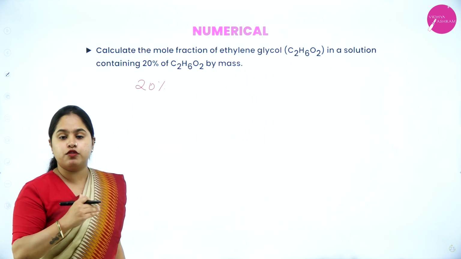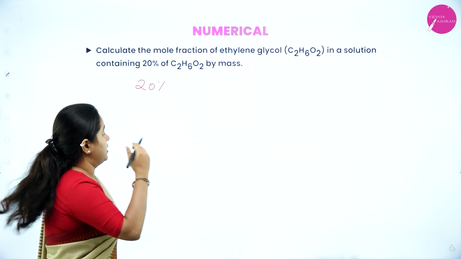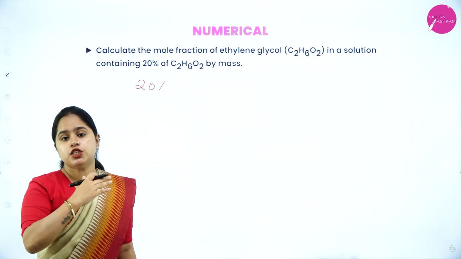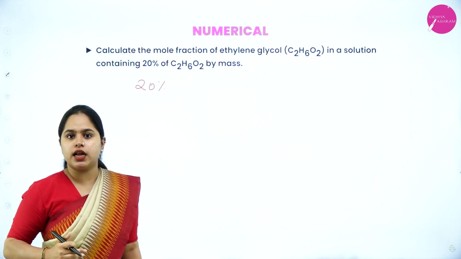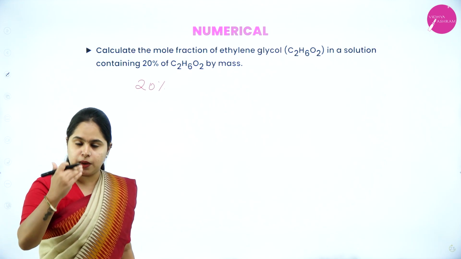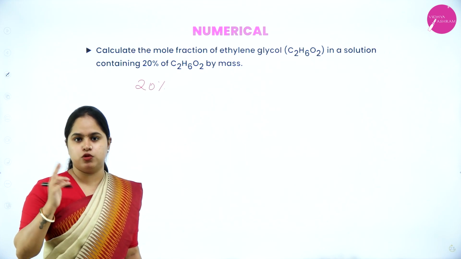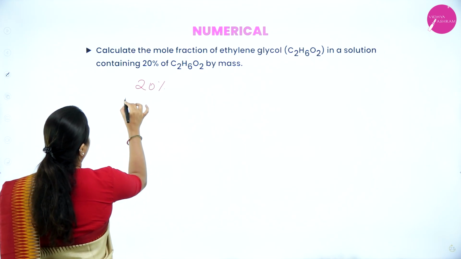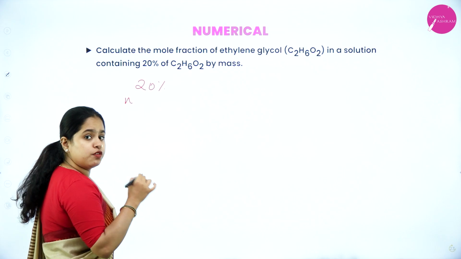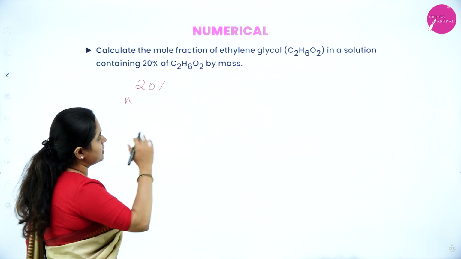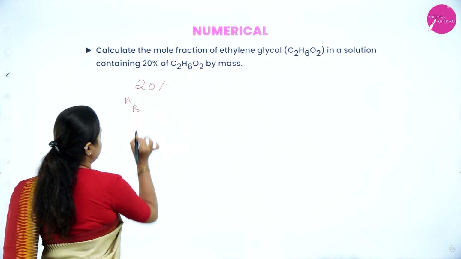We know that we have to find the number of moles of ethylene glycol, as well as the number of moles of water, because the mole fraction is the number of moles of the component divided by the total number of moles. We require the number of moles of both. So I am trying to find the number of moles of ethylene glycol. As it is a solute, I am writing it as NB.